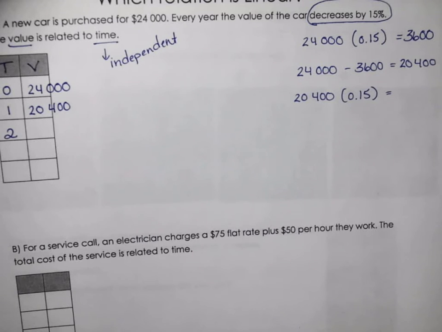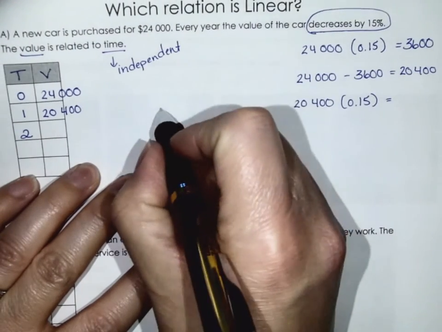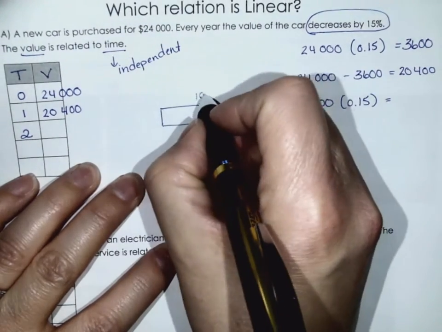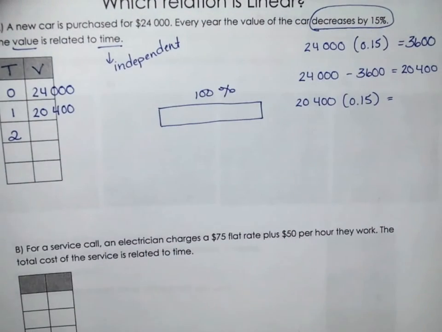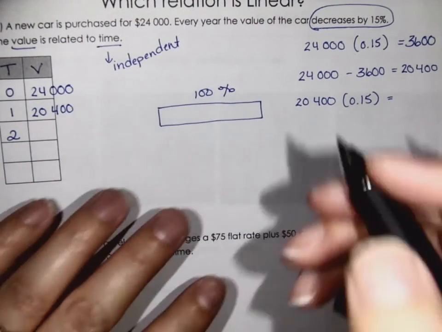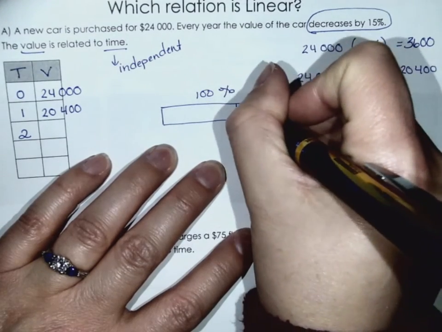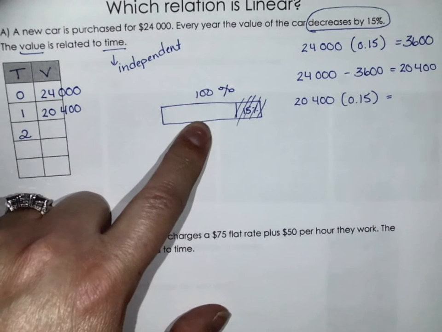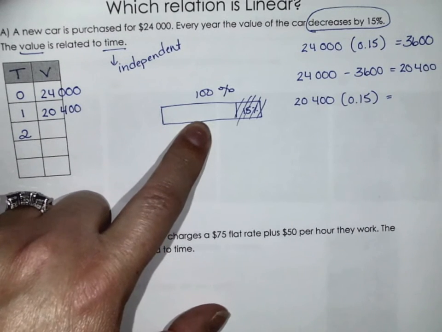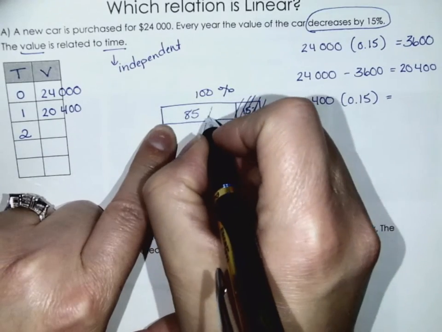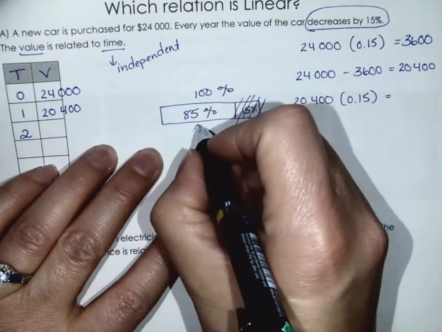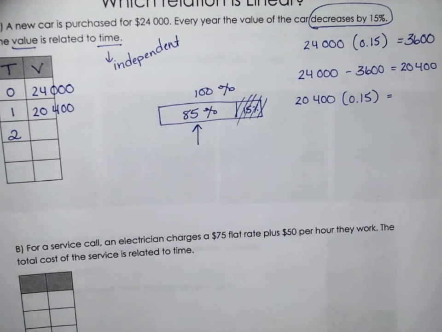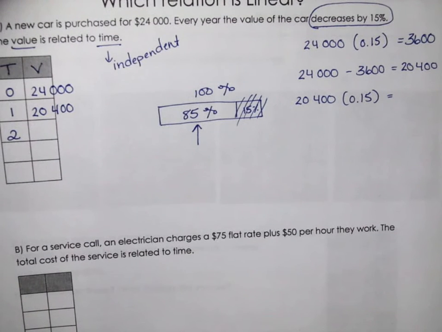So it's worth 85% of what it was the year before. Does that make sense to everybody? Sort of, kind of. So this bar represents 100%. How much gets cut off every year? 15% gets cut off. 15%, we take that off. What's left of this bar? 85%. So the value of the car is 85% of what it was last year.